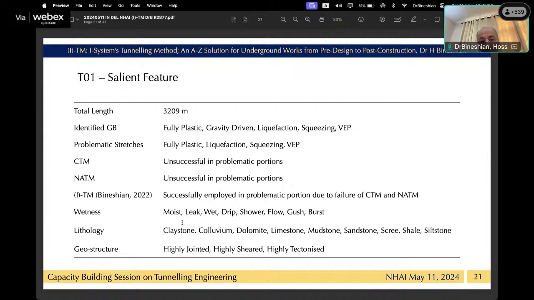Lithology of T1 is claystone, colluvium, dolomite, limestone, mudstone, sandstone, scree, shale, and siltstone. And you see that for a stretch of 3.2 kilometers, this much difficult ground is really a big matter and challenge. Geostructure in tunnel T1 contains highly jointed, highly sheared, and highly tectonite zones.